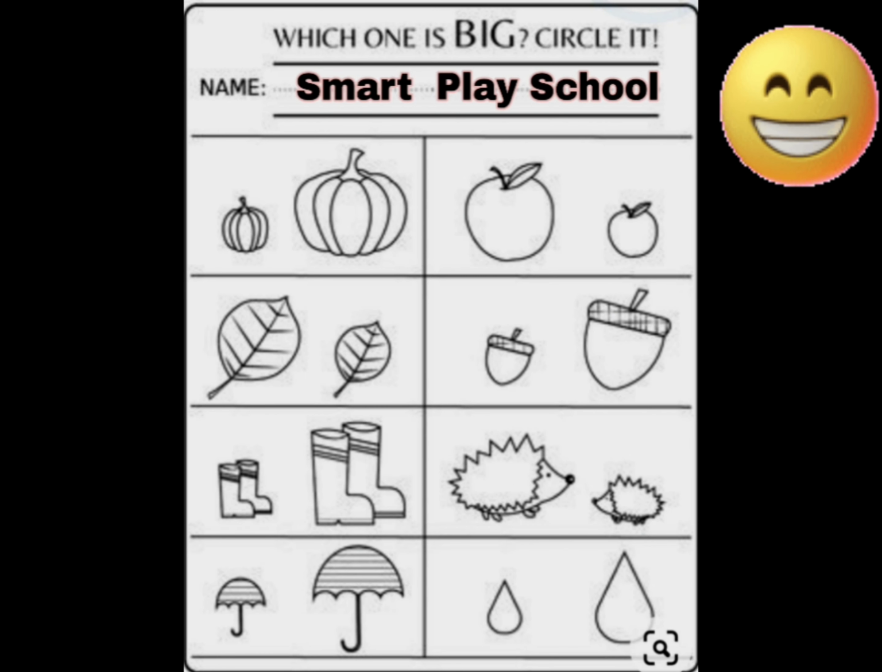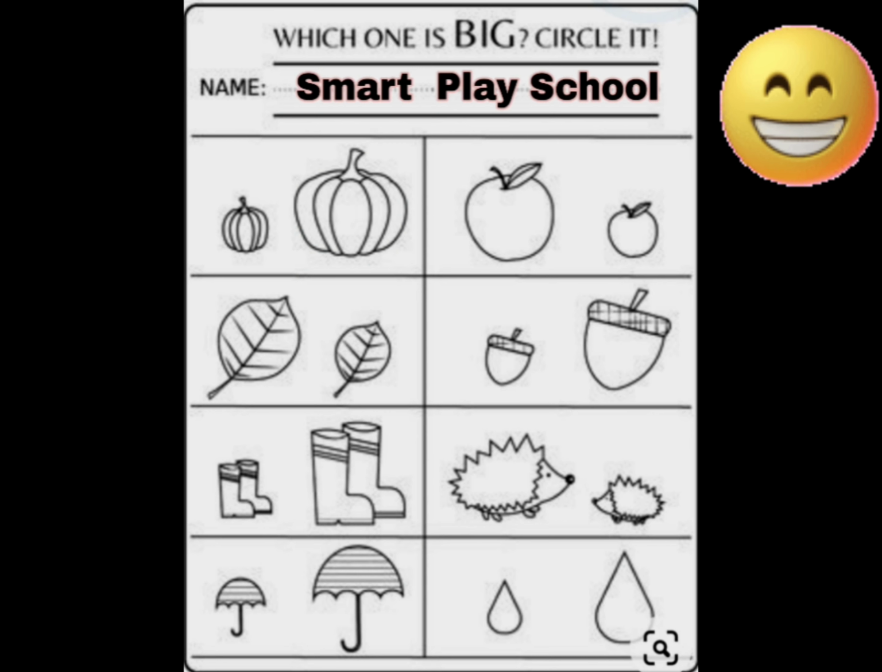Now we will do one worksheet. In this worksheet, you have to circle the big object. Here you see so many objects in the columns. In the first column, here are two pumpkins. Tell me which one is big and which one is small? Yes, this one is big.